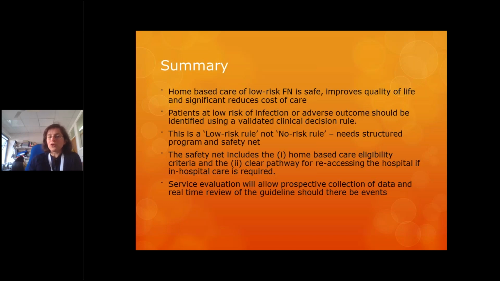It is a low-risk rule and not a no-risk rule, so there must be a safety net. About 15% of the patients re-presented to the hospital and were reassessed, although not all needed readmission. There is ongoing work on better and better risk stratification of patients, to give each patient the treatment and duration of treatment that they require in the appropriate setting. I'd be happy to take your comments.